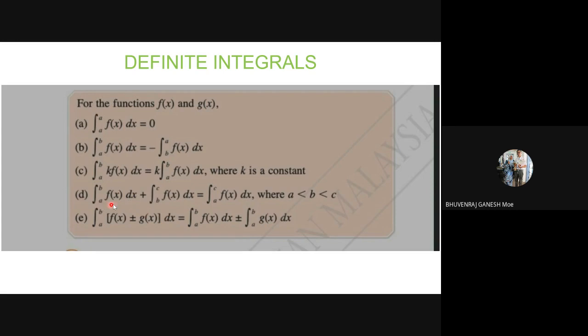Kalau fx kat sini, gx kat sini tak boleh guna guys. You cannot use this rule. If here is fx, here is gx. Tak boleh apply dah. Kena fungsi sama.